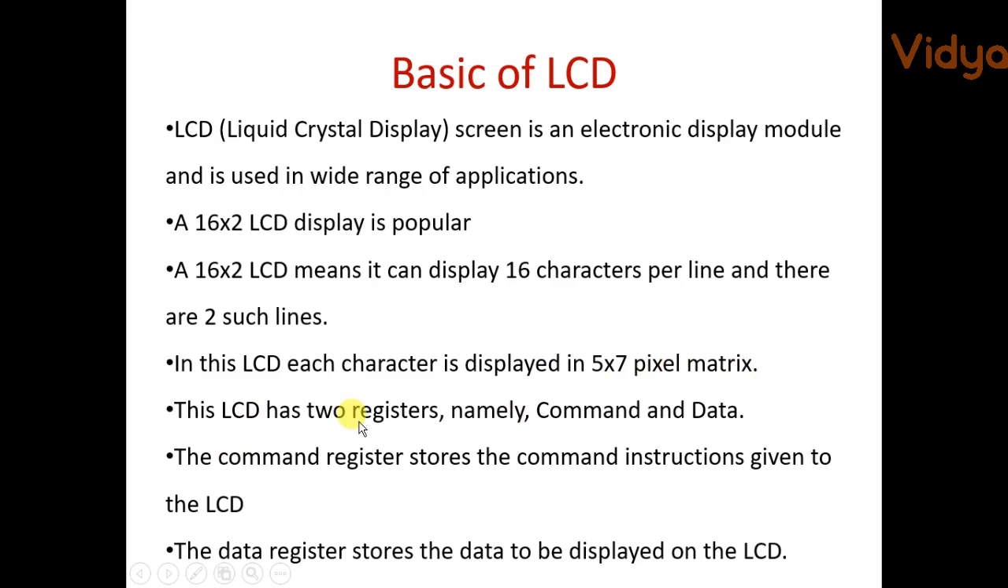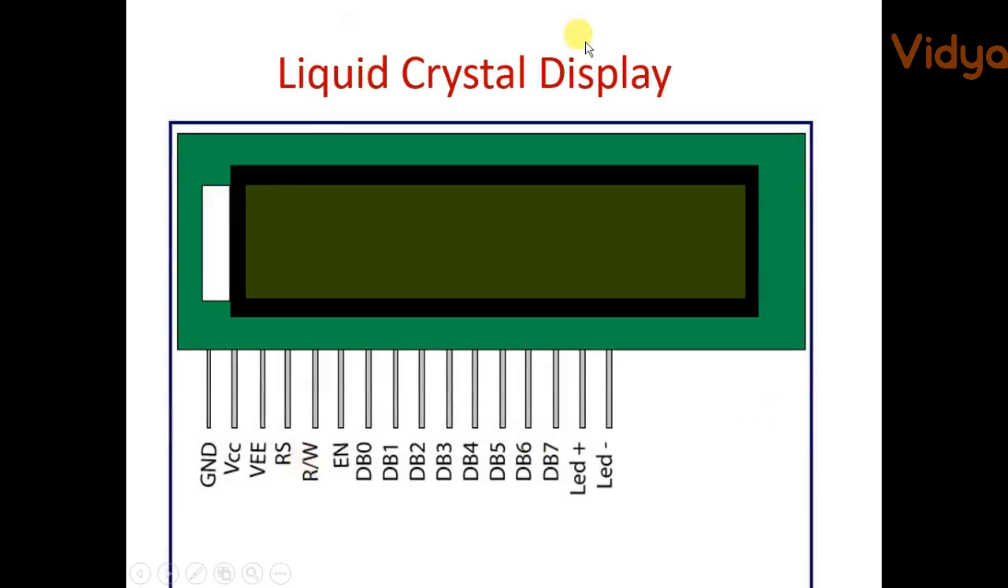This LCD has 2 registers to accept commands as well as data from the user. So one register is command and another one is data. The 16 by 2 LCD is probably the most widely used LCD with microcontrollers, and it's very popular because of its simplicity also. It's a 16 pin LCD where pin number 1 is this and pin number 16 is this.